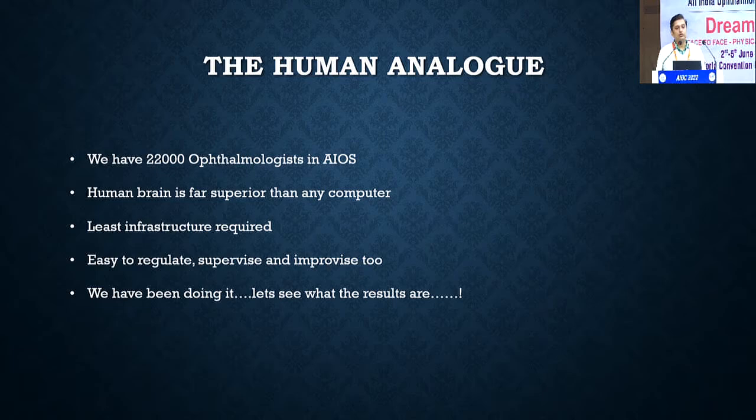So now is the role of the human analog. There are 1200 trained VR surgeons, but AIOS has 22 ophthalmologists registered. The human brain, I bet, can have more neural networks than any neural network you develop through any analysis in Google. The least infrastructure required is there in our cranium. We can utilize that. It is easy to regulate, supervise, and improvise. And as beautifully depicted by Dr. Abhijat, we have been doing it for the last 4 years. So why can't we do it more on a larger front?